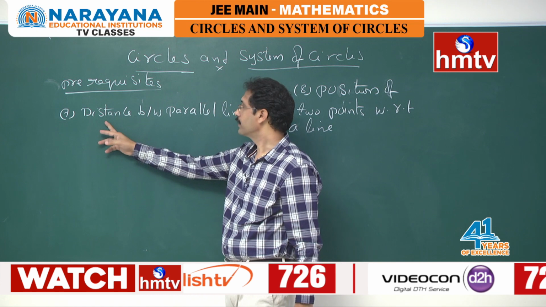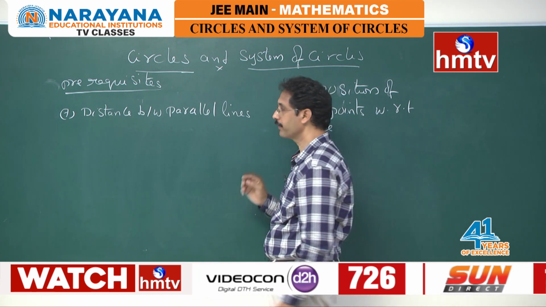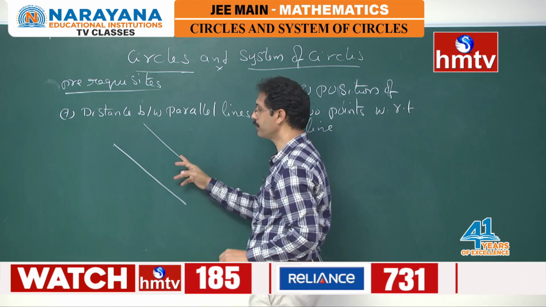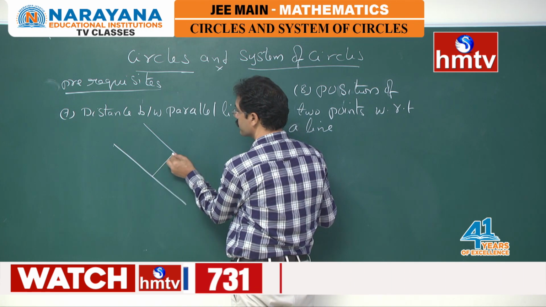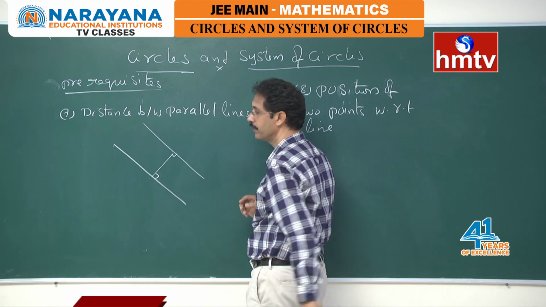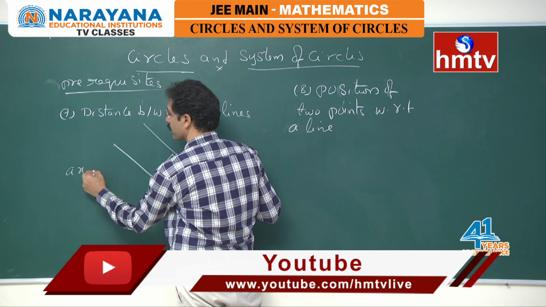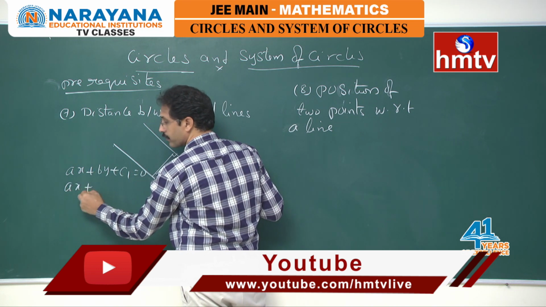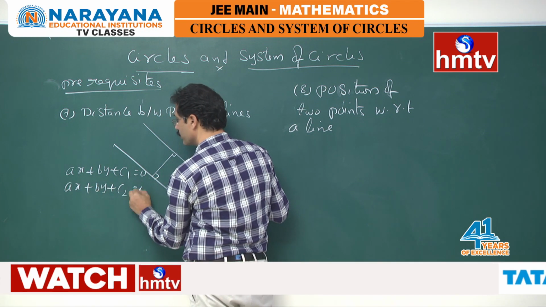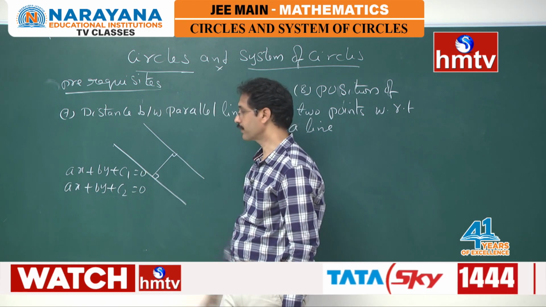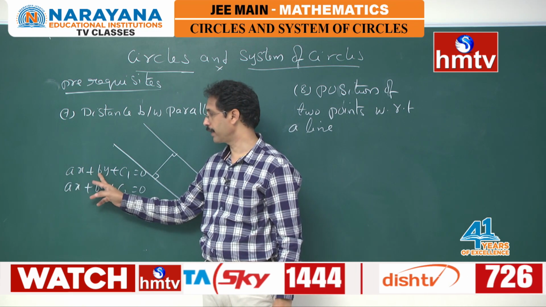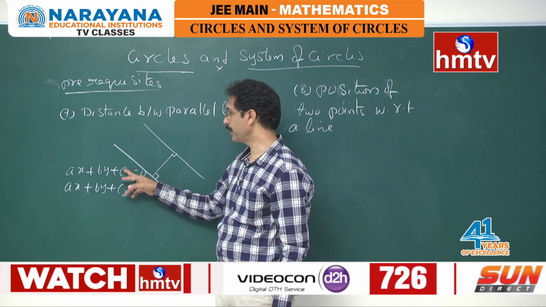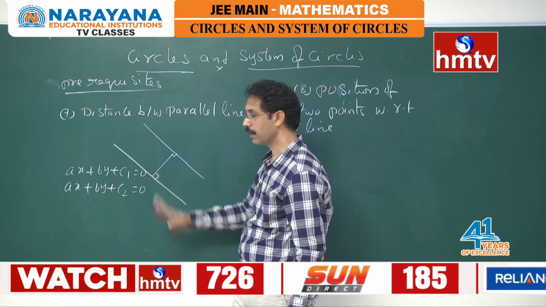Let us discuss the distance between parallel lines. Any two parallel lines are given like this. Here the distance between parallel lines is nothing but the shortest distance, this distance. Say ax plus by plus c1 is equal to 0 and ax plus by plus c2 is equal to 0, or any two parallel lines. Here the slope is minus a by b, and here also the slope is minus a by b. So they have the same slopes, and only the y intercepts are different, that is why they are parallel lines.